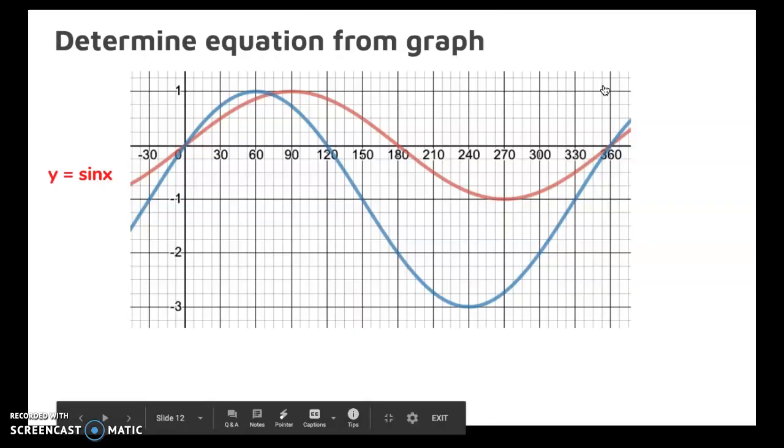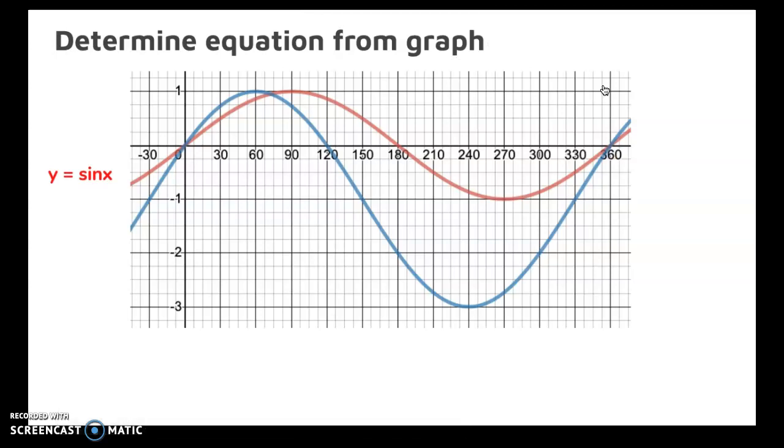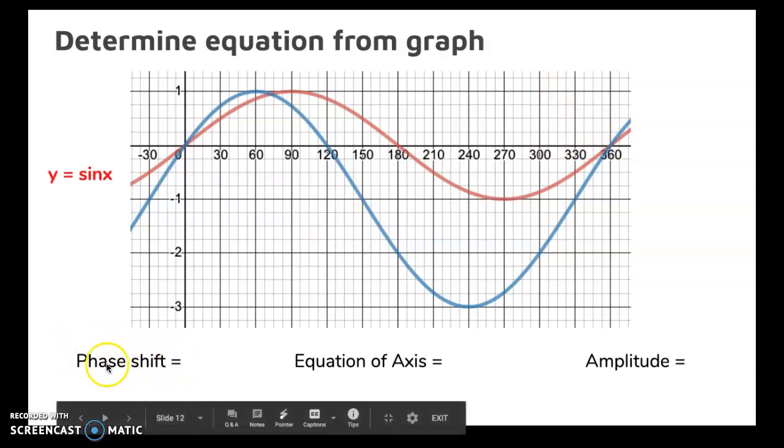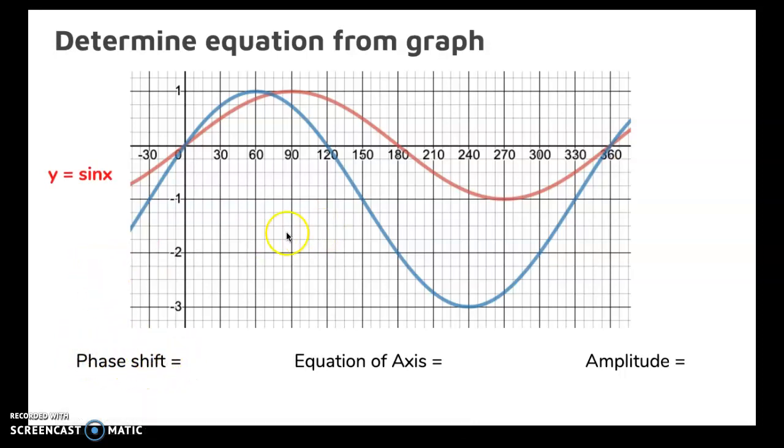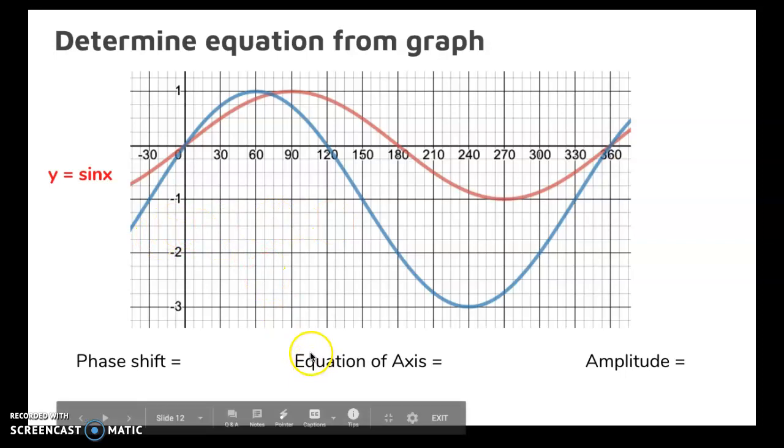The last thing you're going to do with this stuff today is to determine an equation from the graph. So the red one is our normal sine curve, okay? The blue one is a different sine curve, and we're going to figure out what the equation is just by looking at it. You're going to figure out just by looking at the graph what the phase shift is, so that's how much it's gone to the left or right by, what the equation of the axis is. Remember, that's halfway between the bottom and the top, and what the amplitude is. That's the distance from the equation of the axis to the top.